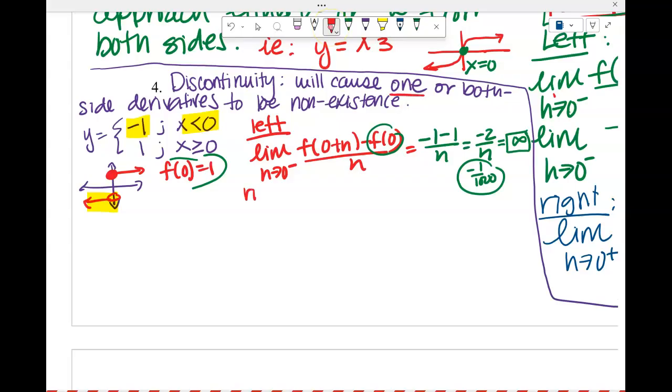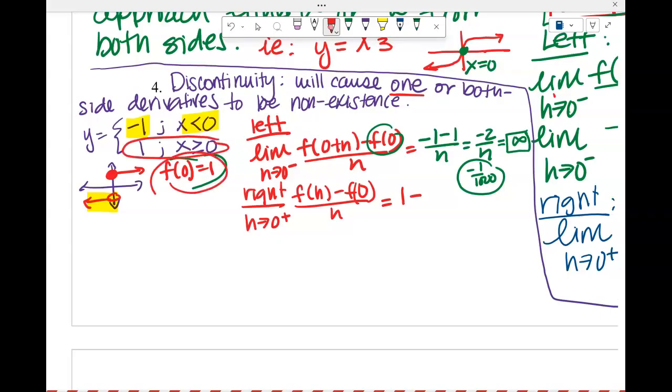Well, it says one or both. For the right side, h approaching 0 from the right, f of h minus f of 0 all over h. Coming from the right side, I'm going to use 1 minus f of 0, which is always 1, over h. 0 divided by any number, guys, is going to be 0. That makes sense too. If I'm coming from the right, this is the flat slope, and the flat slope is always going to be 0. So it causes one side to be non-existent.